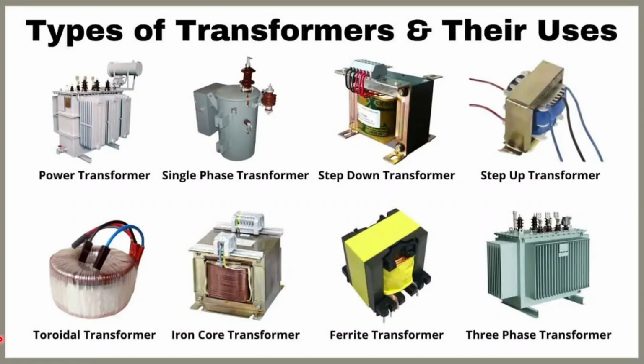Next one we have the toroidal transformers. This transformer has the definite doughnut shape core made from the strip of the magnetic material. They are known for their compact size, high efficiency, and low electromagnetic interference.